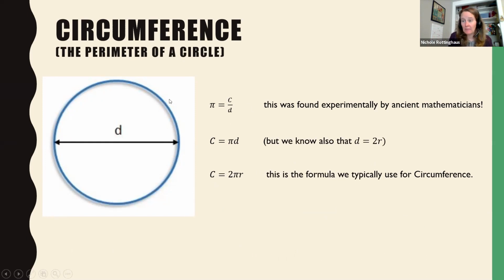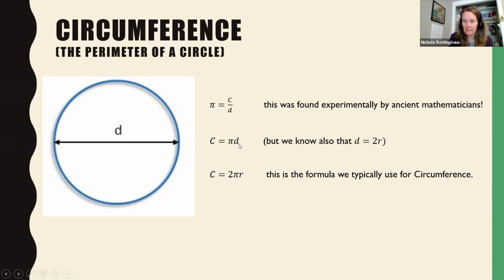When we talked about perimeter, I mentioned it's like putting a fence around something. Circumference is the same thing. It's like putting a fence around a circle, okay? There's a formula that has been developed by those ancient mathematicians to calculate the circumference of a circle.